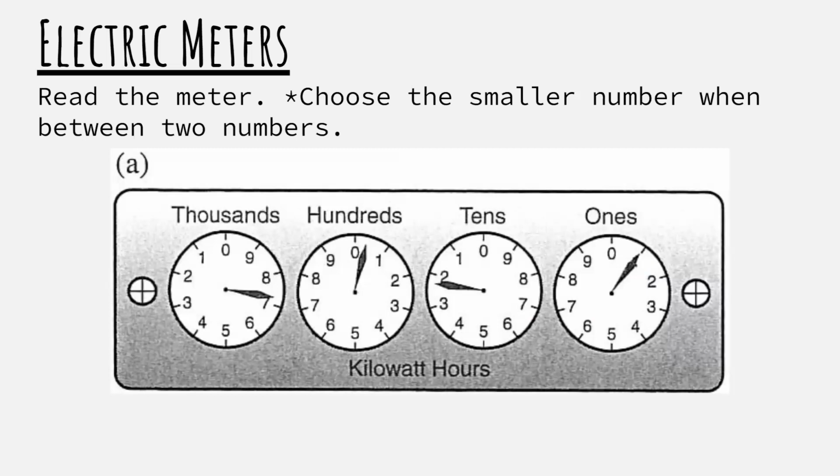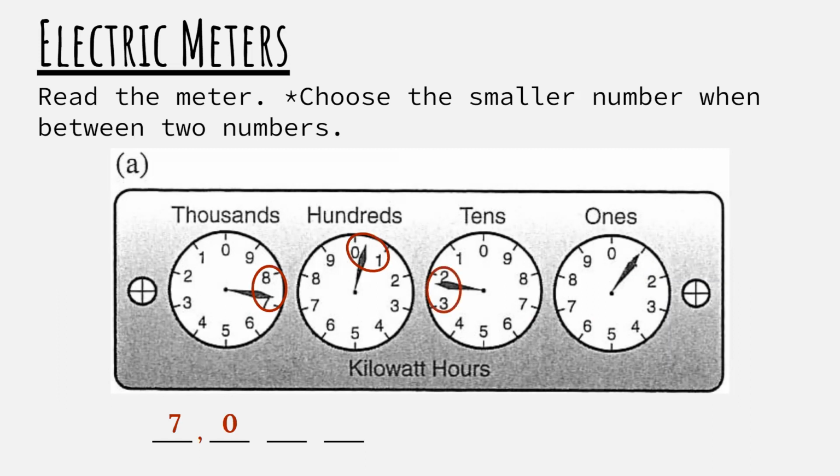Our electric meter is going to work exactly the same way. We're always going to pick the smaller between the 2. And we're going to start from our highest decimal place down to our lowest. So first, we have got thousands. We are between 8 and 7, so we're going to go with 7. Our hundreds, we're between 0 and 1. We're going to go with 0.